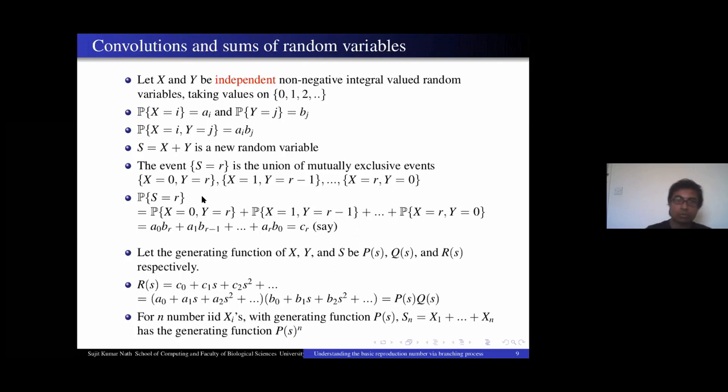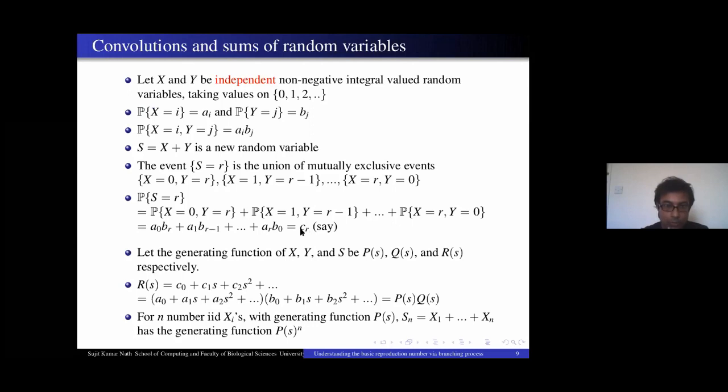Now if I ask what is the generating function for S, this summation, the sum of random variables, then by definition the generating function for S is basically this power series, where c_r is the probability of S equal to r. So the generating function for S is c0 plus c1 s to the power 1 plus c2 s to the power 2, and so on.